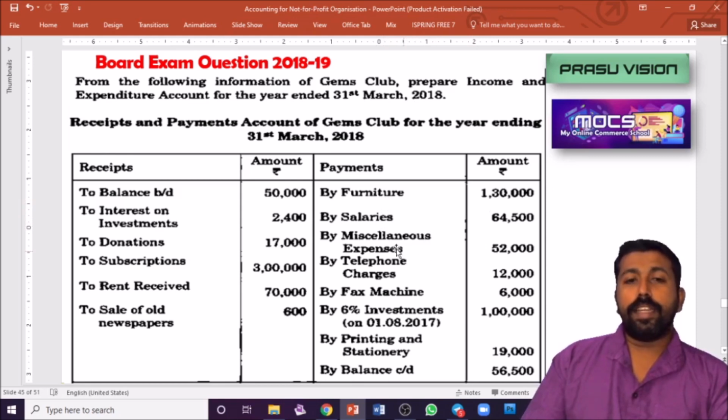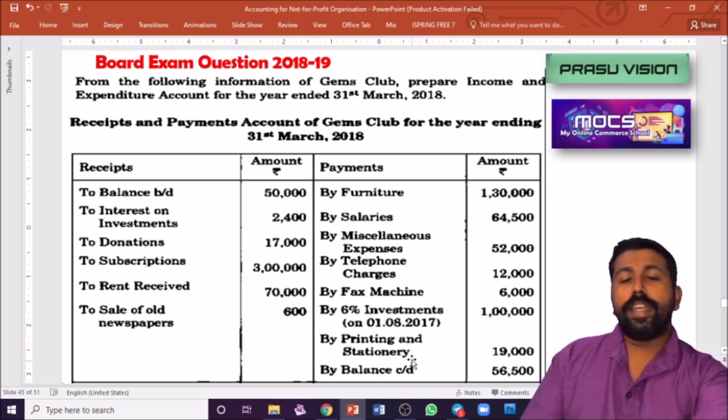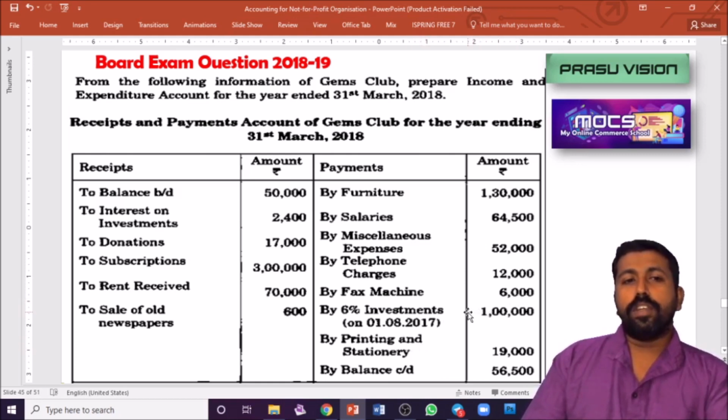Salary we will take, miscellaneous expense we will take, telephone charges we will take, fax machine we will never take, that amount is related to the purchase of a fax machine. 6% investment is there, the investment is purchased on 1/8/2017, 1 lakh. We have to consider it for calculating the interest. If there is any accrued interest, it will be added. Printing and stationery we will take for the income and expenditure account preparation. Balance carried down is the cash at the end of the year.